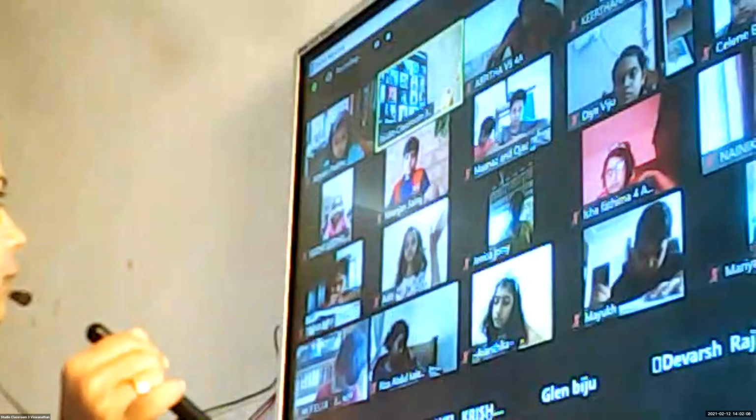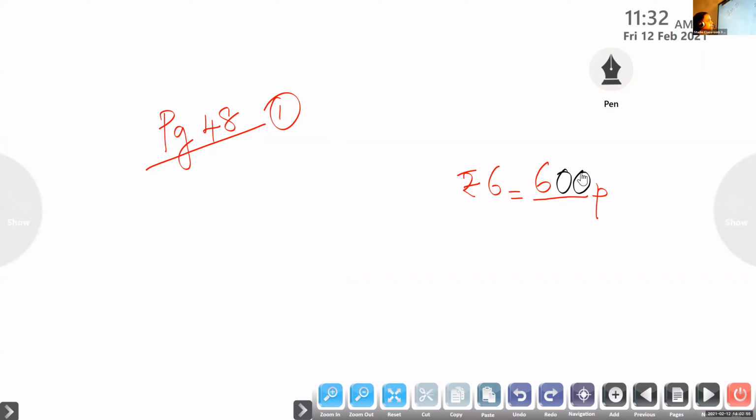Okay, question number 1, Arpita. Can you read? Yes, ma'am. Rupees 6 is equal to dash paise. Tell me, write 6 and how many zeros to be added? Paise. How many zeros to be added? 2 zeros. So the answer is 6 and 2 more zeros. So which option? Option A.